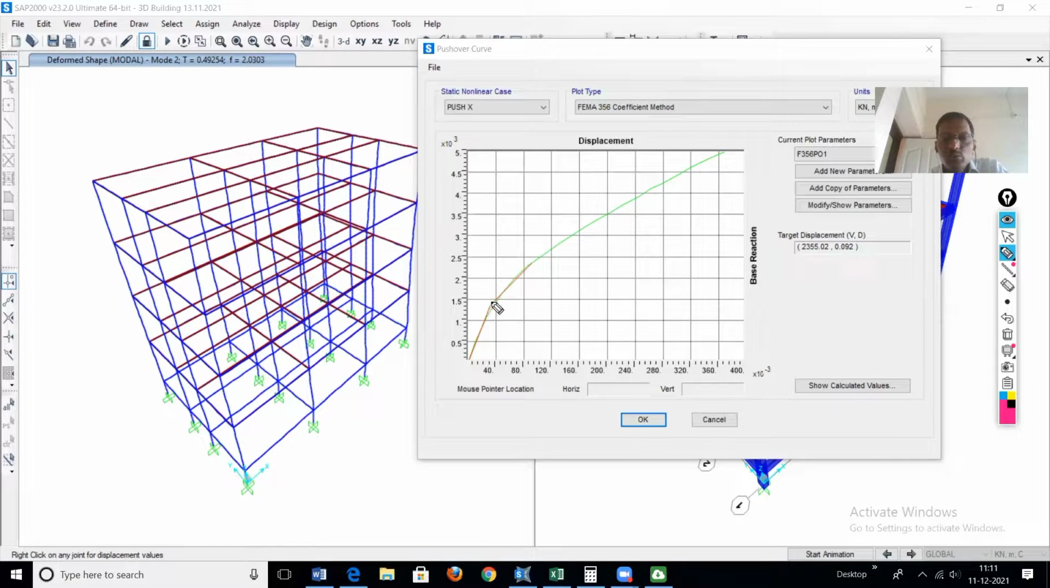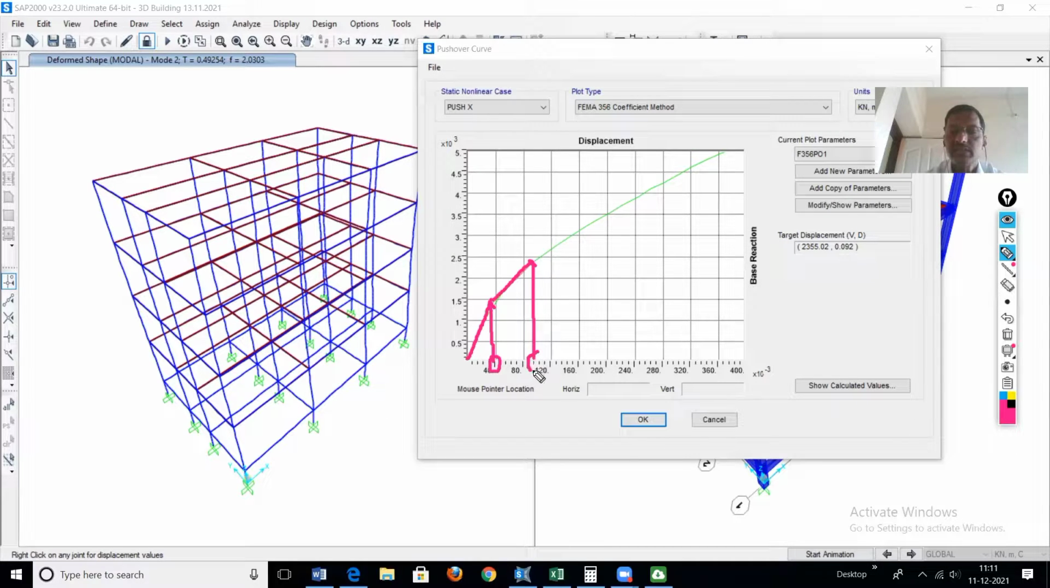So from this to this, the red line is a straight portion, and the curve ends here. Now this corresponding displacement, the curve is like this, from this to this it is straight, and then it is like this. This is called a bilinear curve, and this corresponding displacement is called the roof displacement at yield point, and this displacement is called the roof displacement at the ultimate point.